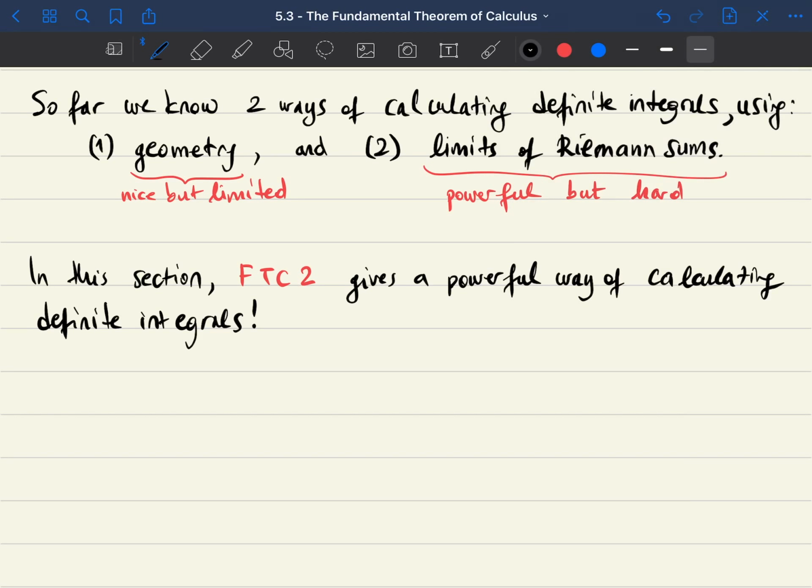So let me start by first stating the mean value theorem for integrals, which is actually useful if you want to prove the fundamental theorem of calculus. But for now, we're just going to give it as a theorem and maybe do an example or so. So the mean value theorem for integrals.